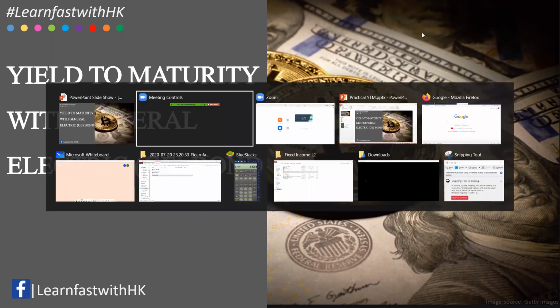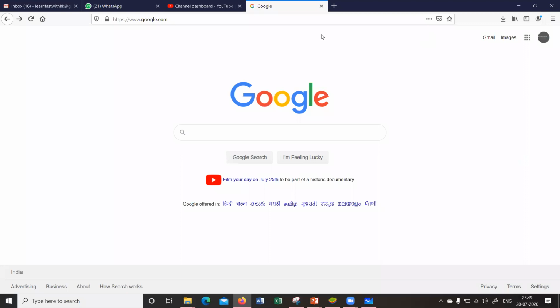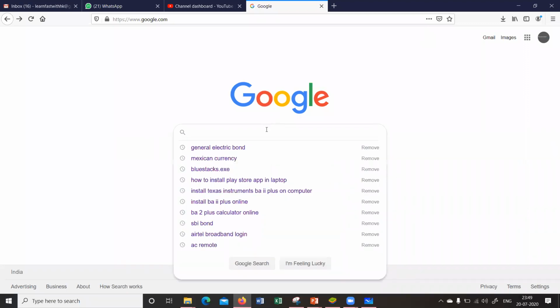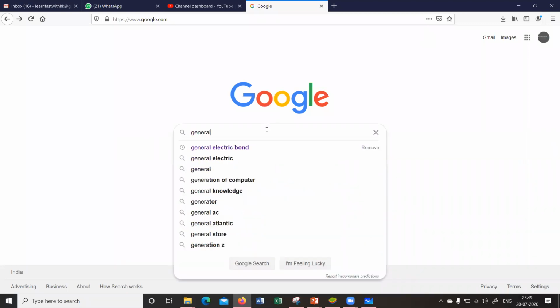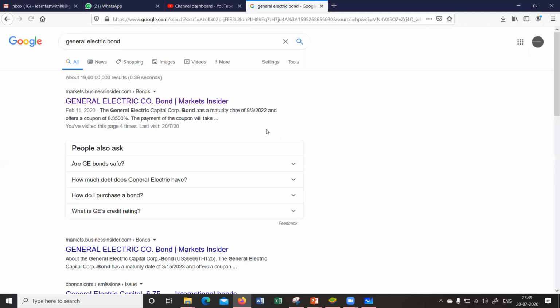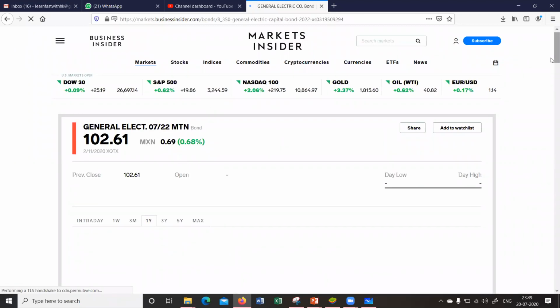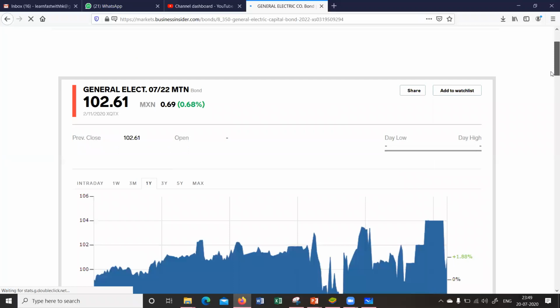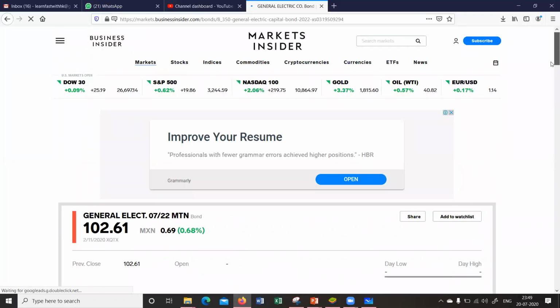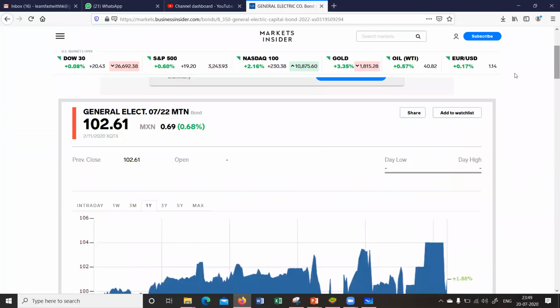I'm going to open my browser. I'm going to search the bond. So we are looking for General Electric bond, and General Electric is one company that I know issues a lot of bonds. And I was pretty sure that they would be having some bond which is trading in the market. Now, this is how the bond looks like. These are the details of the bond. It's a General Electric company bond.